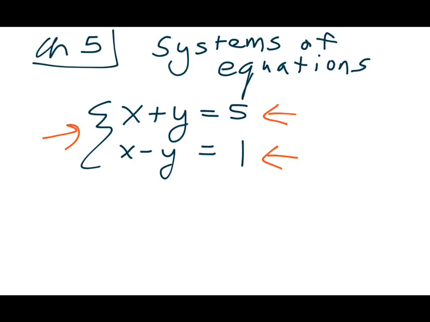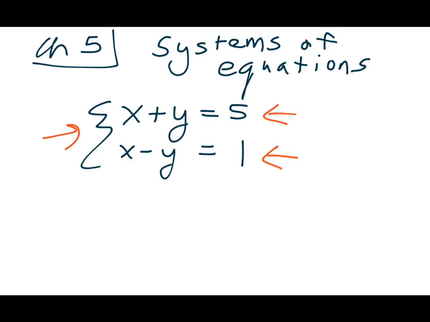Now, there are several different ways of solving this. I'm going to go over a couple different ways. The important thing to remember is you need as many equations as you have variables. So this one has two equations, two variables, so we can solve it. Because if you only have one equation and two variables, you can't solve for both of those variables. So you have to have another equation to compare it to.